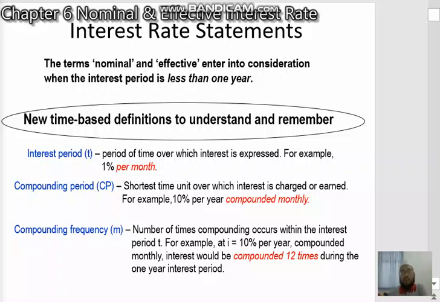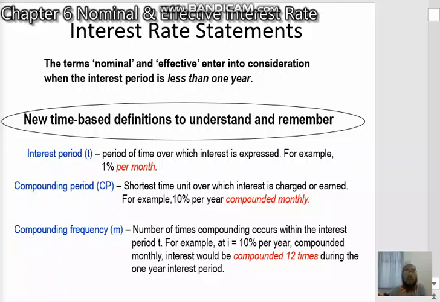So in this session, we want to discuss the terms nominal and effective interest rates. As we know, the primary difference between simple interest and compound interest is that the compound interest includes interest on the interest earned in the previous period, while simple interest does not. Here, we want to discuss nominal and effective interest rates, which have the same basic relationships.